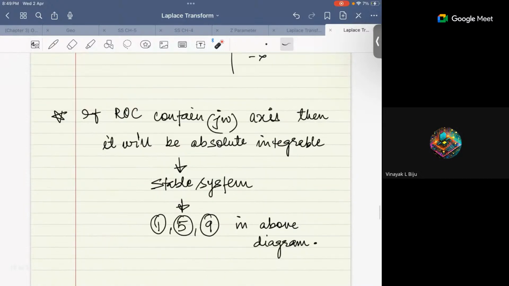And about stability also, I told you, right? If the ROC contains the j omega axis, then you can directly say that the signal will be absolutely integrable. But if you are dealing with the system response of the system, that means the system will be stable. Okay.